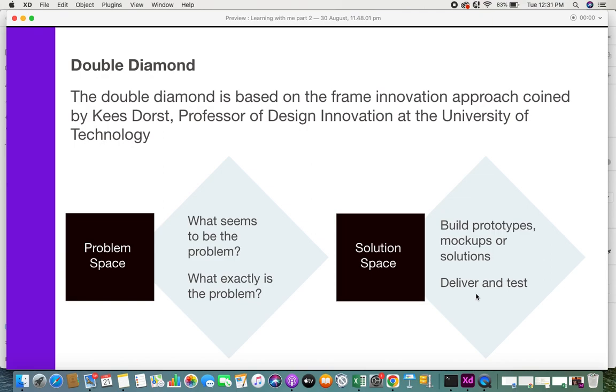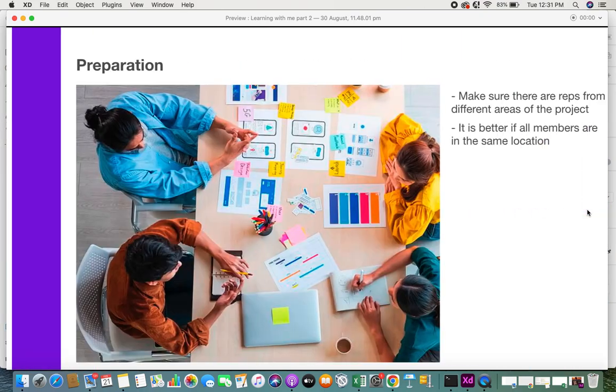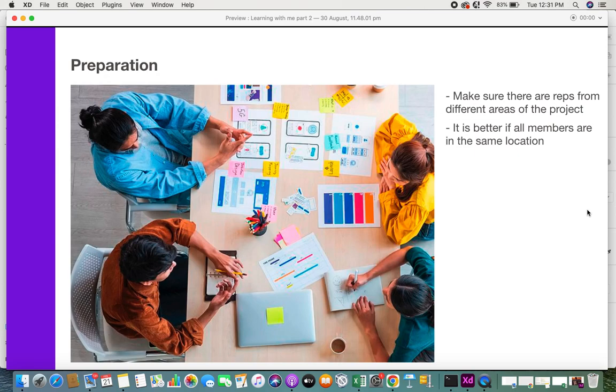And it doesn't stop with that. After delivering it to the customers, they get feedback from it. So on a high level, this is how both diamonds are segregated into the problem and the solution space. Before getting into this entire design thinking process to solve problems, here are a few things that you need to keep in mind.